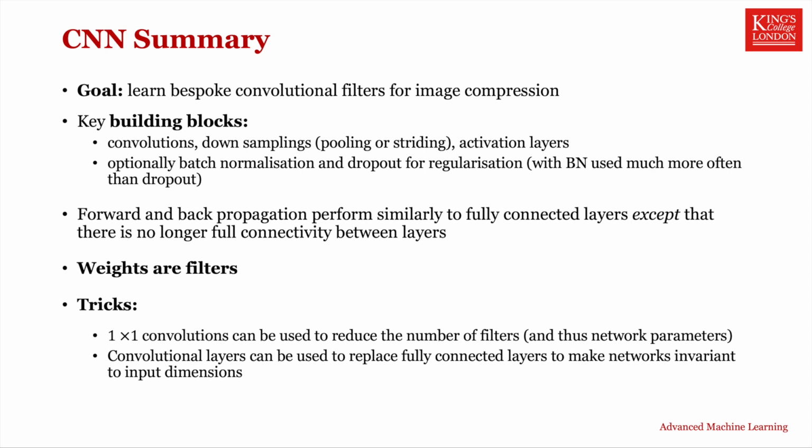Finally, a couple of useful tricks to remember. One-by-one convolutions can be used to reduce the number of filters or kernels and thus network parameters, which can allow more efficient and generalizable computation. And convolutional layers can be used to replace fully connected layers to make networks invariant to input dimensions.